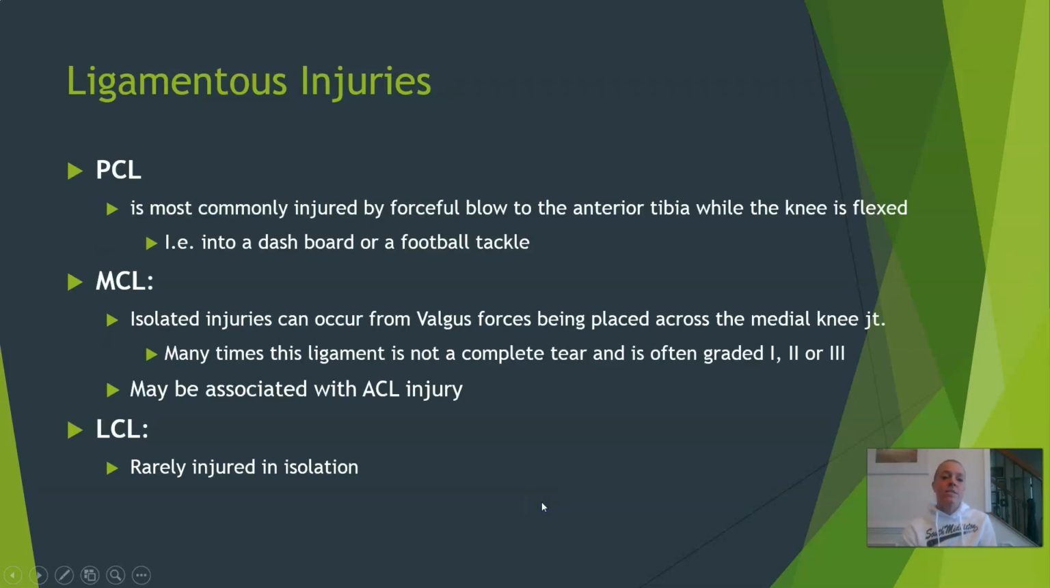We can also have injuries to the PCL. This usually happens with a forceful blow to the anterior tibia with the knee in flexion. So usually where we see these is things like someone's in a car accident and the dashboard comes back and hits their knee and pushes the tibia posteriorly, and then the PCL is torn. Football tackles, when they come in and you get hit, that anterior blow to the tibia, that's when the PCL is often torn. The MCL can be torn in isolation, but it can also be involved with an ACL injury because it's almost the same mechanism of injury.